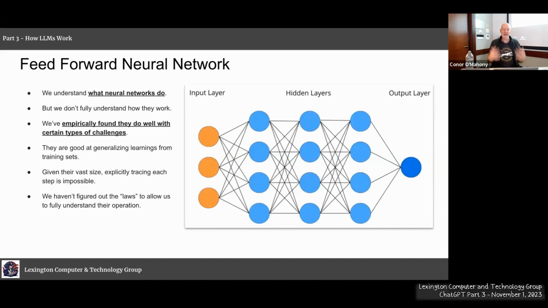But given their vast size, explicitly training each step is impossible. So we haven't quite figured out the laws that allow us to fully understand how they operate. But we know they do a pretty good job.